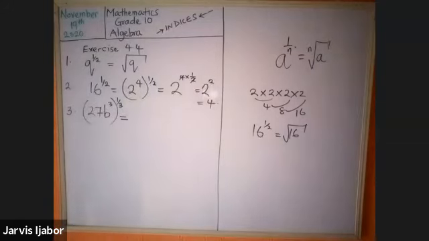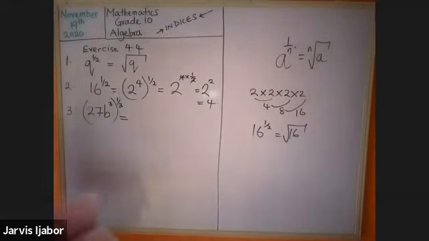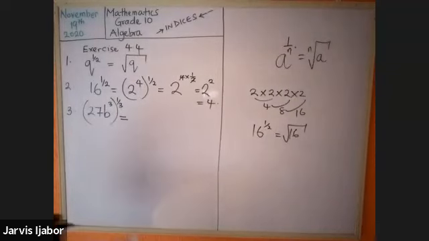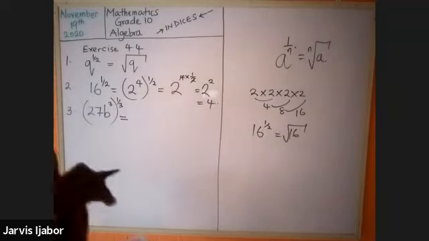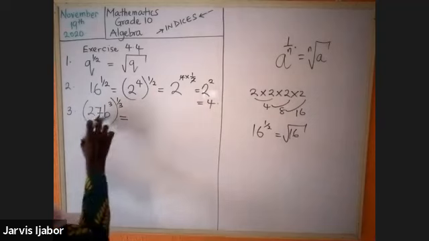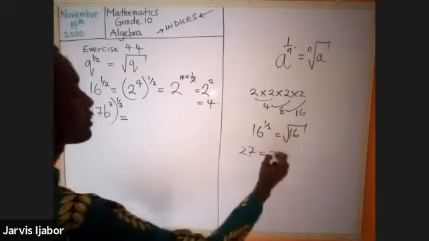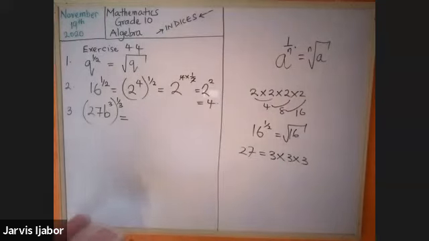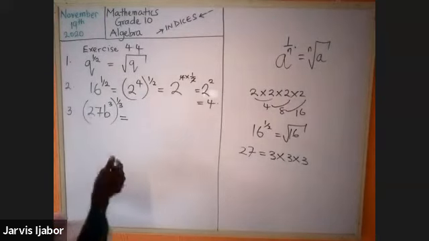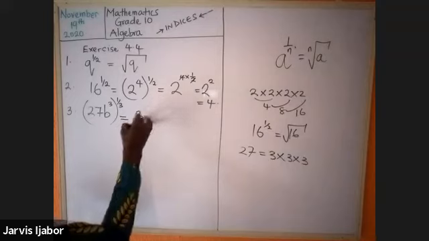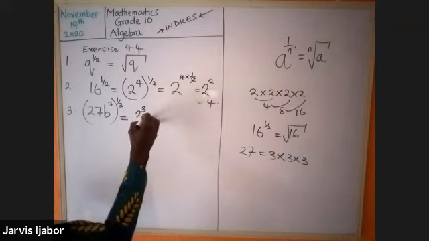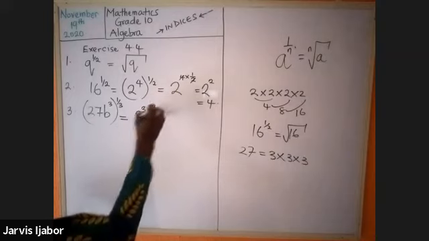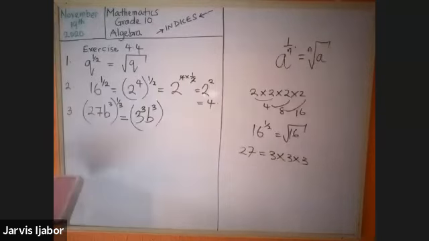If you observe carefully, 27 is a number whose prime is 3. So 27 is actually 3 multiplied 3 times. Now this is a practice you need to develop: when you see a number, try to identify what the prime is. So this would be 3 multiplied 3 times, b multiplied 3 times, all raised to the power of what?